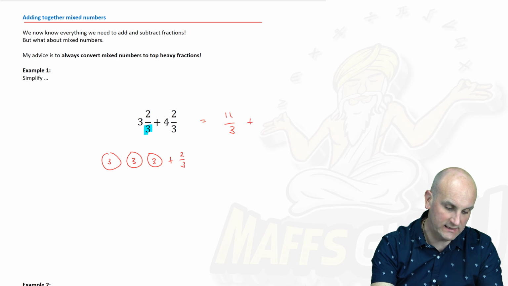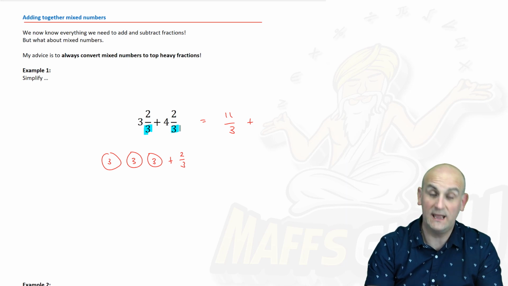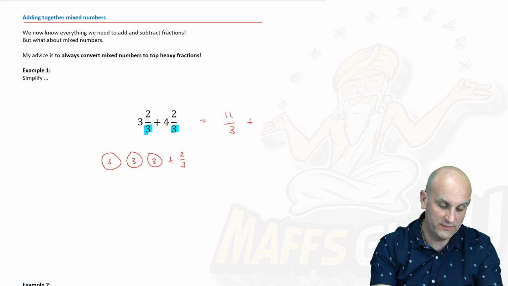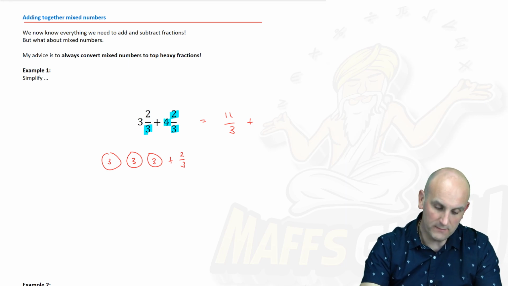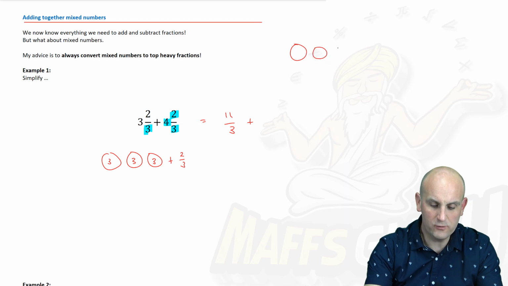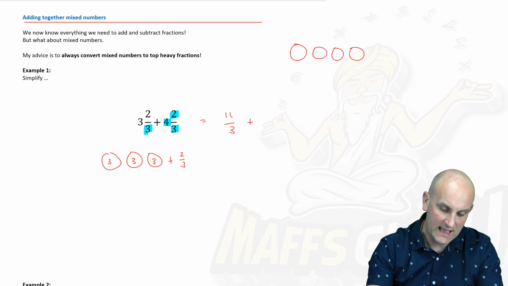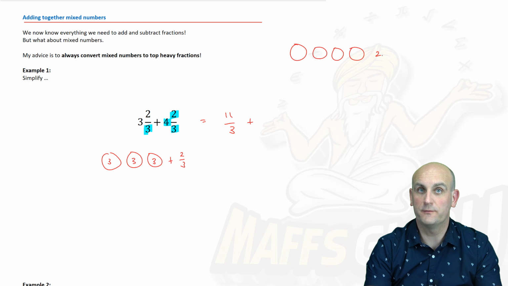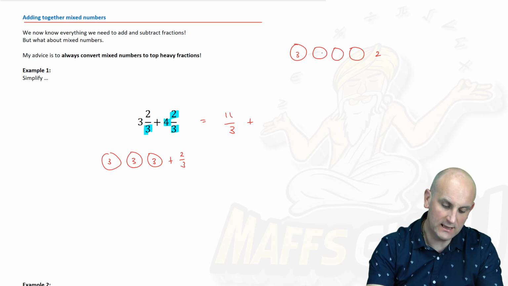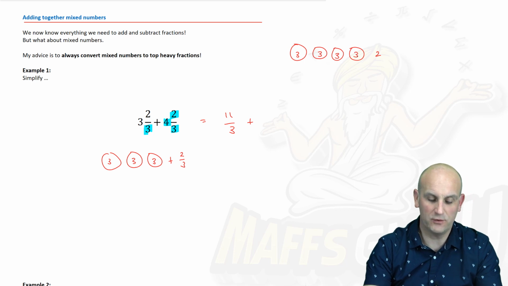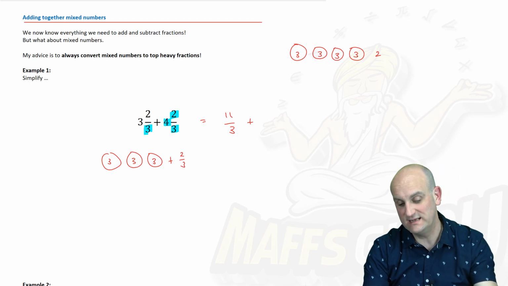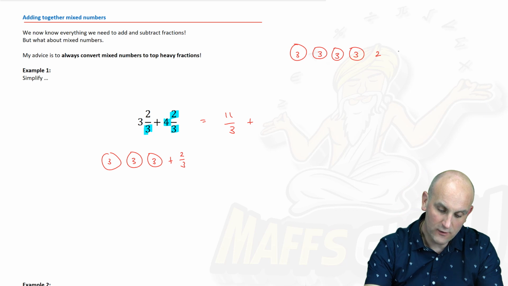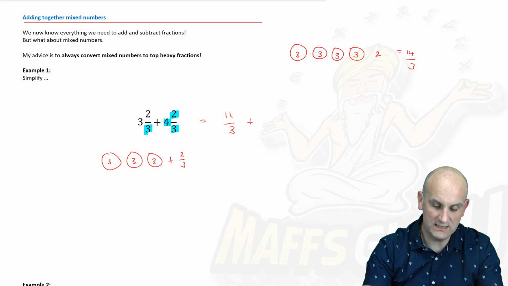What about my next one? Again, look at the bottom number. It's 3 again, so I'm dealing with thirds, but this time I have 4 and 2/3. Going back to my cake analogy, 1, 2, 3, 4 whole cakes and 2/3. So we've got 3/3 in there, 3/3, 3/3, and 3/3 in there. So I've got 3, 4, 5, 6, 7, 8, 9, 10, 11, 12, 13. I have 14 thirds in total. So I'm going to add 14 thirds.